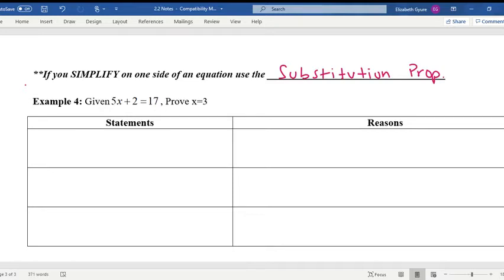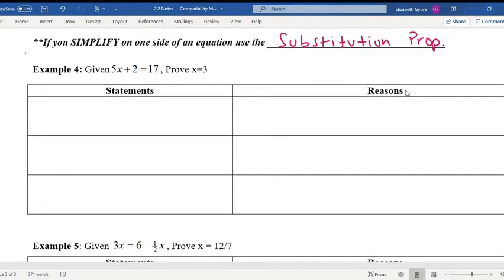Now, when we're doing our two-column proofs, there's actually some freebies. The first 2 blanks are freebies, and then this last statement here is a freebie. Our first statement is always whatever is given to us, our given. So we're going to put that in our first statement box. So we are given the equation 5x plus 2 equals 17.